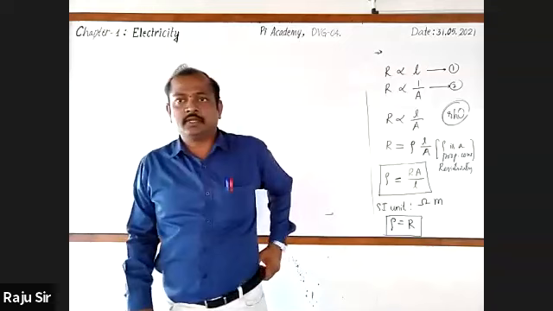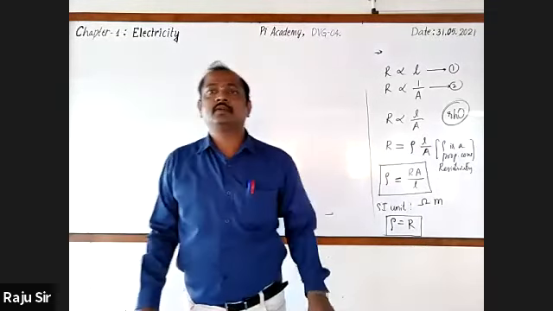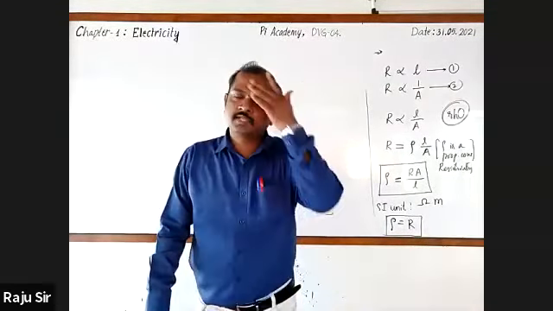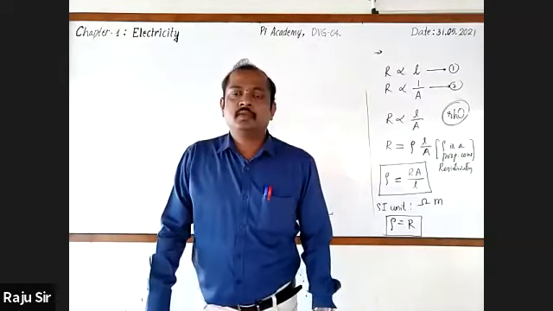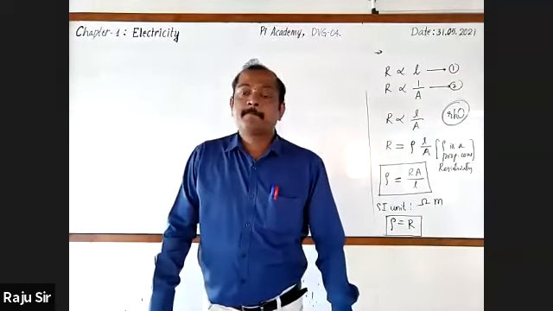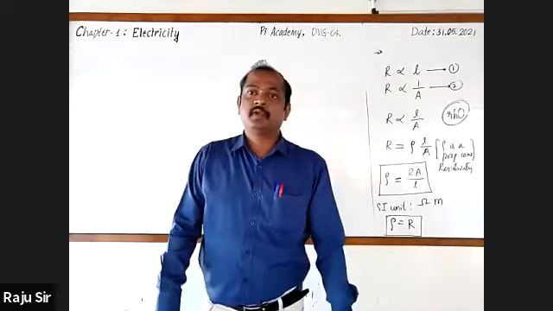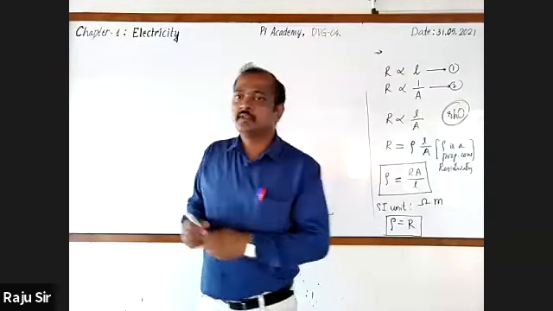Gold is not a good conductor. It's a soft metal. It is one of the soft metals. But silver is a good conductor of electricity.